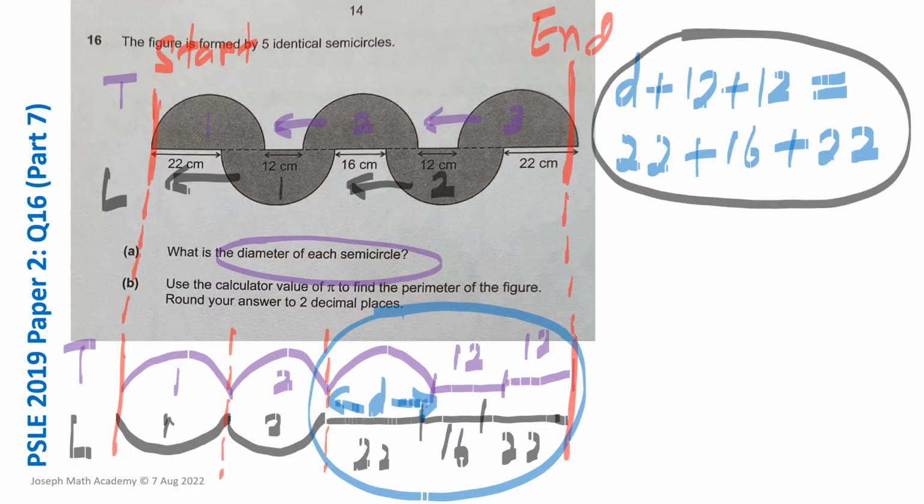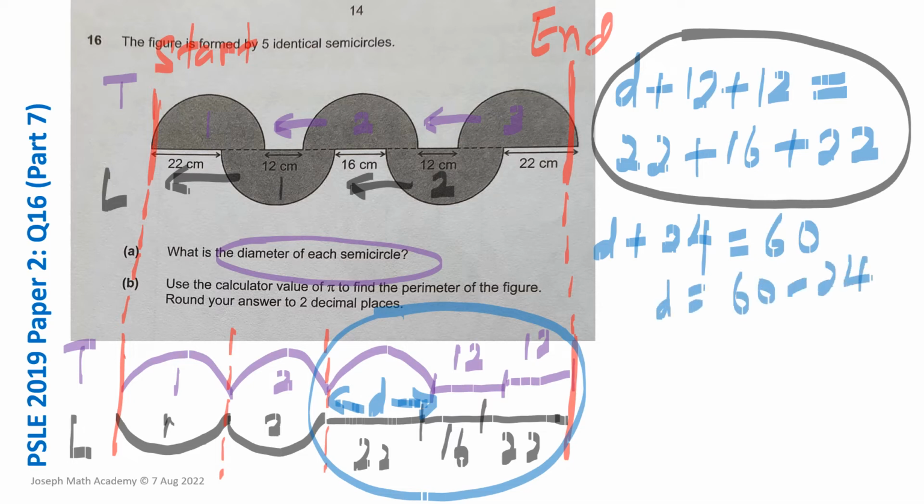Rewriting this, diameter plus 24 must be equal to 60. So what is diameter? 60 minus 24, and that gives us 36. And congratulations, A is found. To do part B, we need to remember to use the calculator pi value.